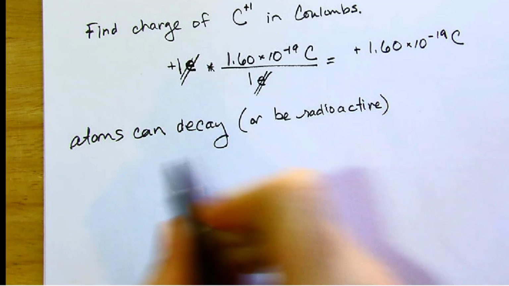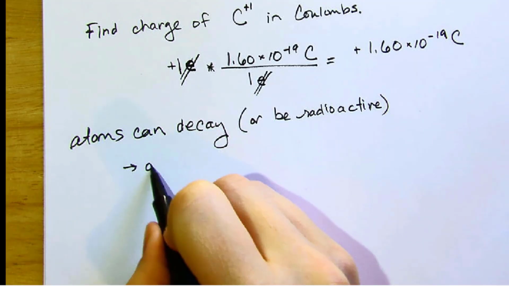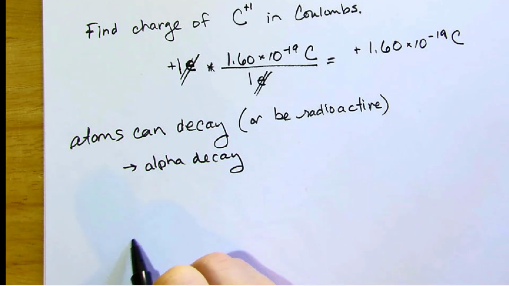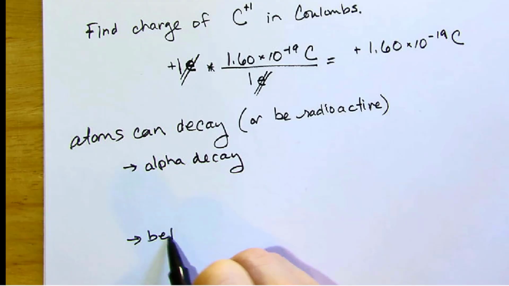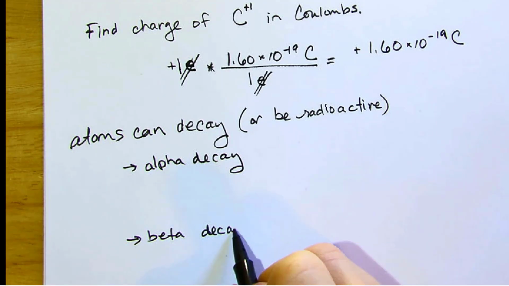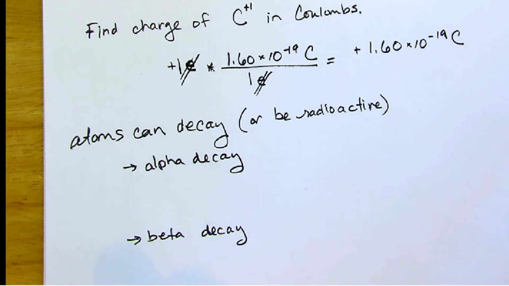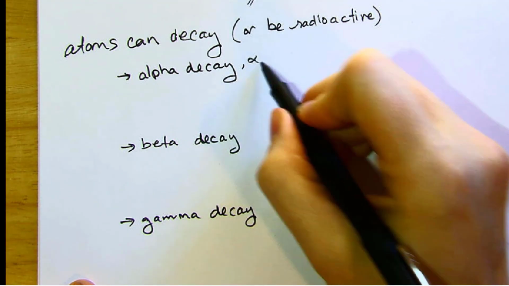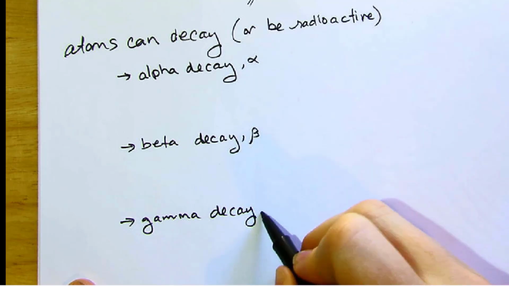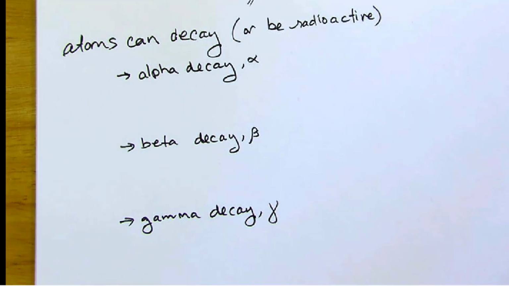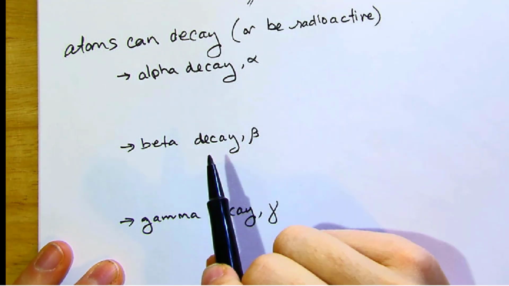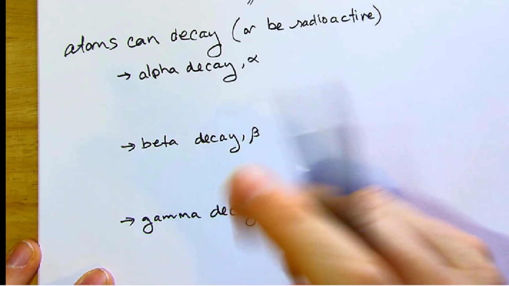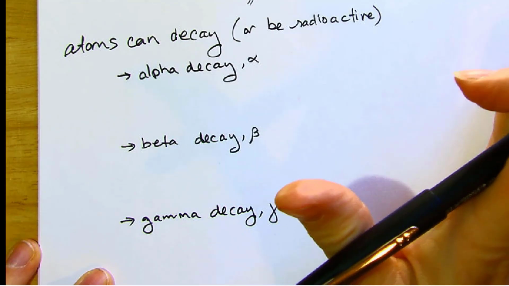in 3 different ways. Alpha decay, beta decay, and gamma decay. And these are just Greek letters really. Alpha, beta, and gamma. Now what happens during alpha decay is a big unstable nucleus will just emit a helium nucleus.